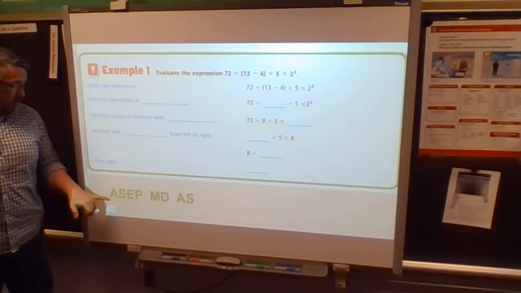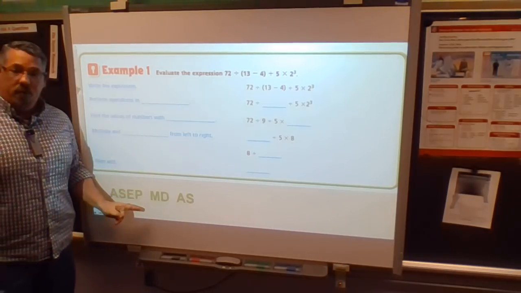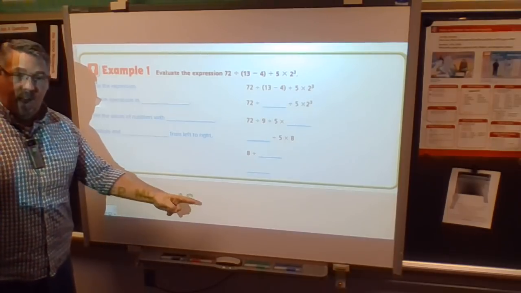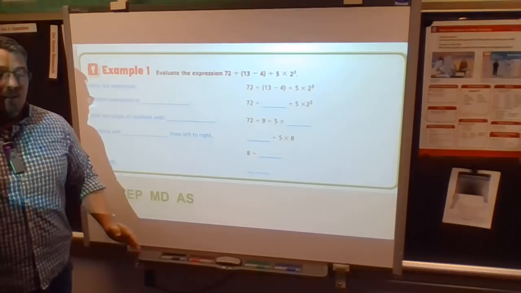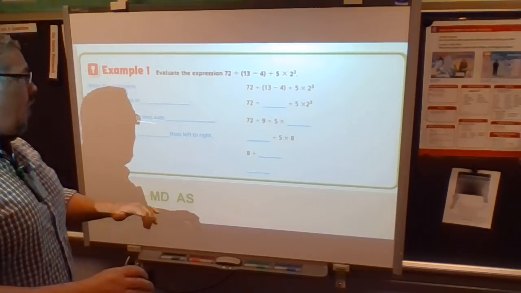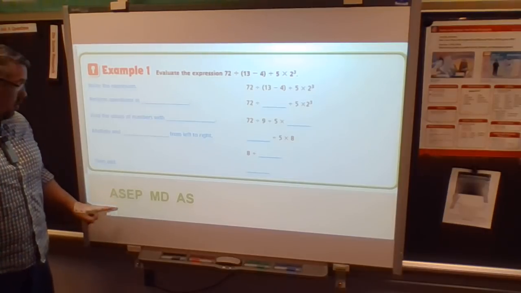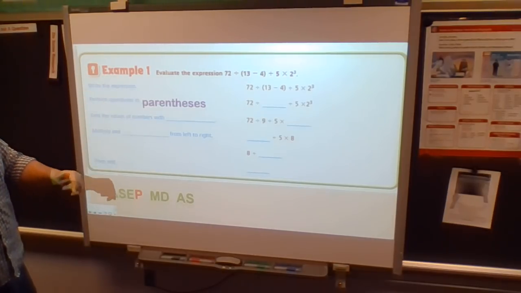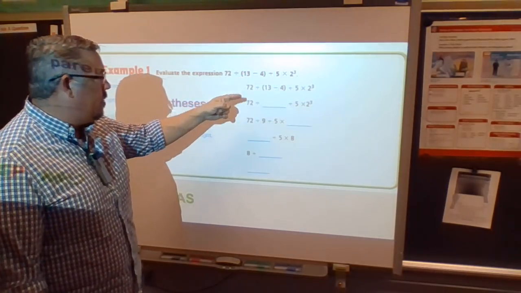I know that I have: please excuse my dear Aunt Sally. So absolute value, square roots, exponents, and parentheses, then multiplication and division from left to right, addition and subtraction from left to right. From where do I start? Absolute values? No. Square roots? No. Exponents? Yes. I do have an exponent. But notice I have parentheses that come first over here.